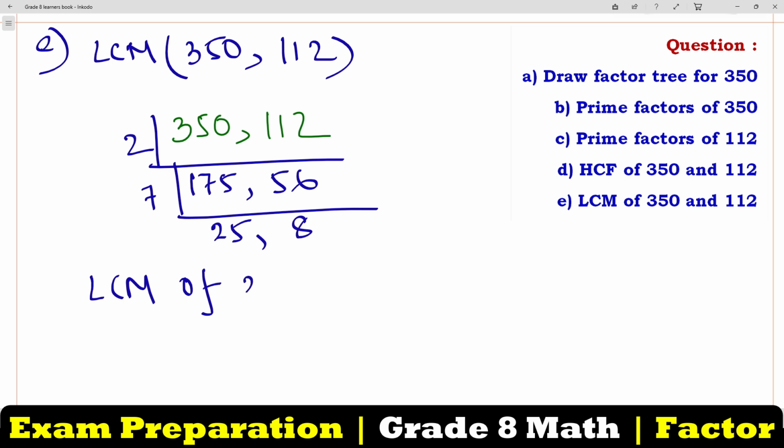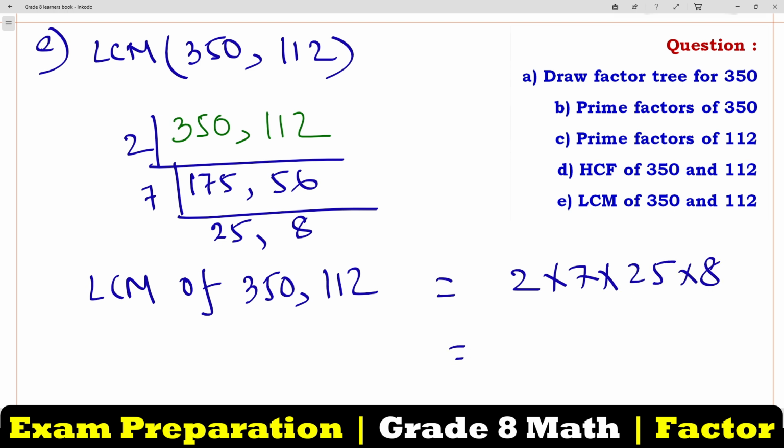So LCM of 350 and 112 equals 2 times 7 times 25 times 8. What will be the result? We can use a calculator. 2 times 7 times 25 times 8 is 2800.